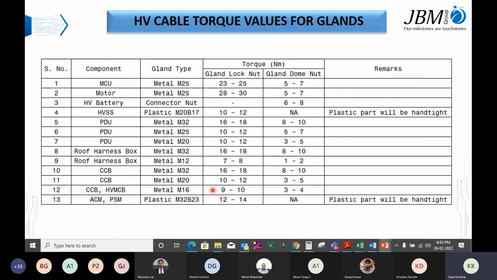This is really important. We have a separate page for the gland as well to explain the gland procedure, how the gland should be tied over the bus. Rajat will explain that separately, but we defined the lock nut, dome nut, how to tie it, and what the torque value should be. That presentation is already prepared separately. We will flash it today itself.